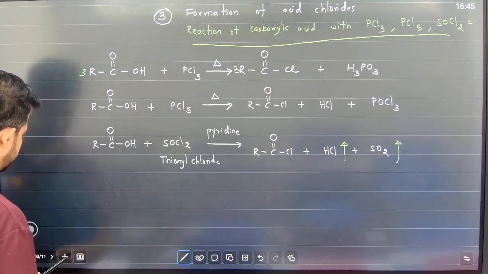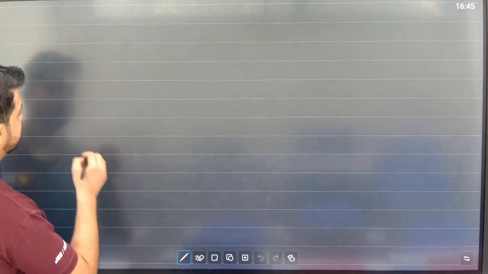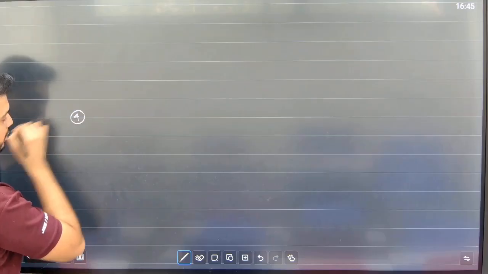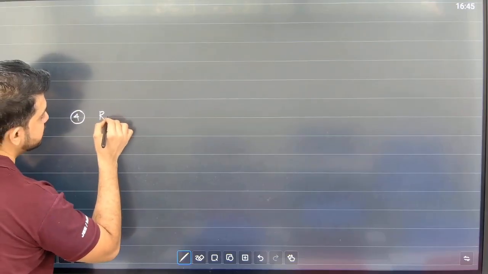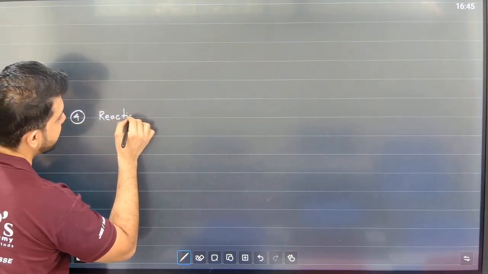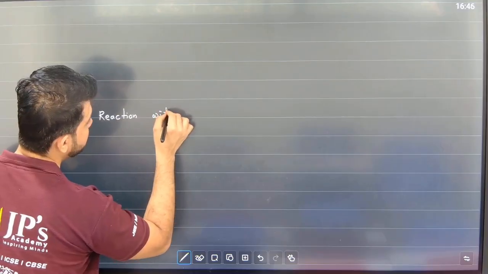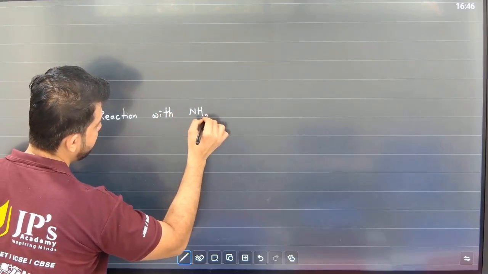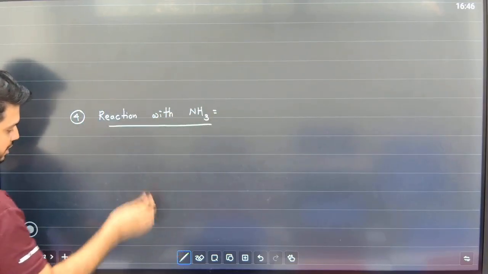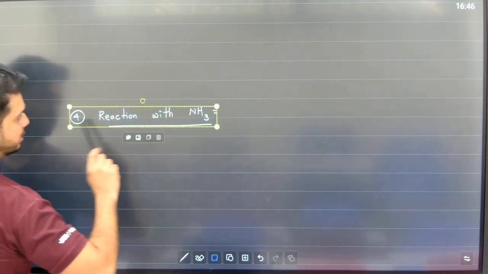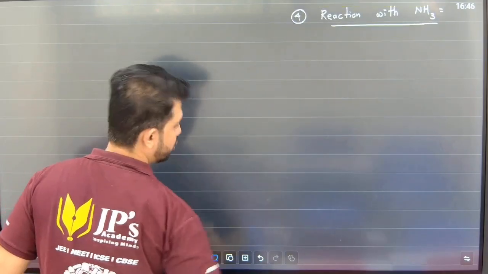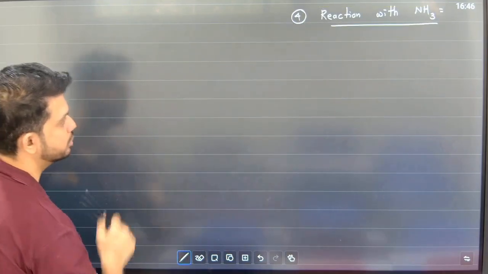Now let's move ahead, students, to the next reaction. Again, a very, very important reaction. This is reaction of carboxylic acid with ammonia. A very important reaction, people. काफी रोड मैप टाइप रिएक्शंस में ये यूज होता ही है.